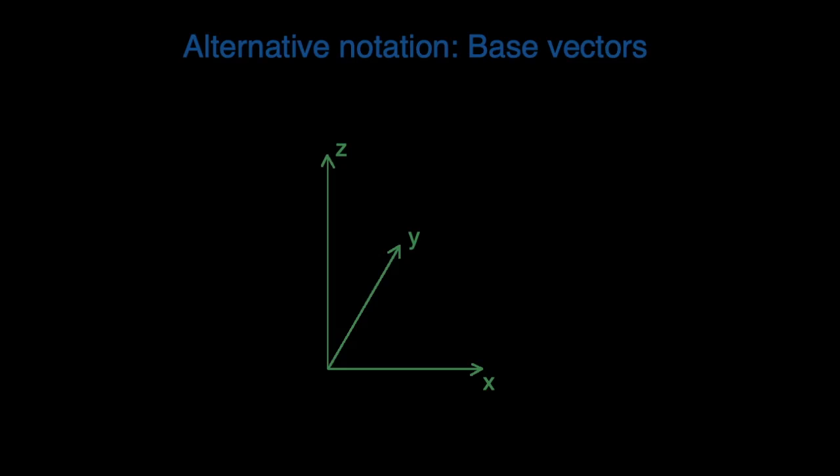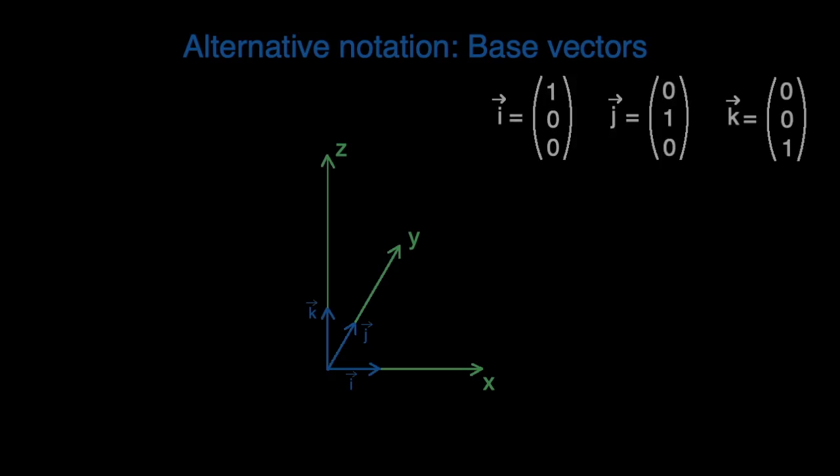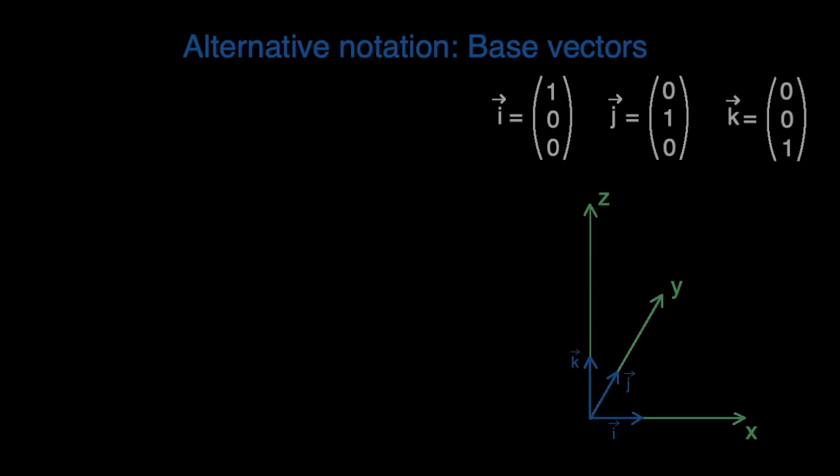The vector i is denoted to be the vector of length 1 in the direction of the x-axis. The vector j is denoted to be the vector again of length 1 in the direction of the y-axis. Finally, the vector k is the vector of length 1 in the direction of the z-axis. So, the vector i is the vector 1, 0, 0. The vector j is the vector 0, 1, 0. And, finally, the vector k is the vector 0, 0, 1.